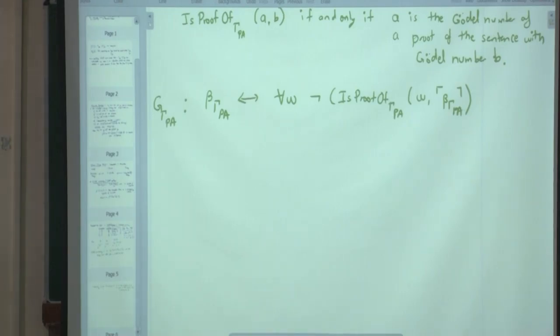Like Cantor's original argument, if it had a proof, then you can prove it doesn't have a proof. If this statement were true, what does it say? Let me write it down informally: this statement does not have a proof.